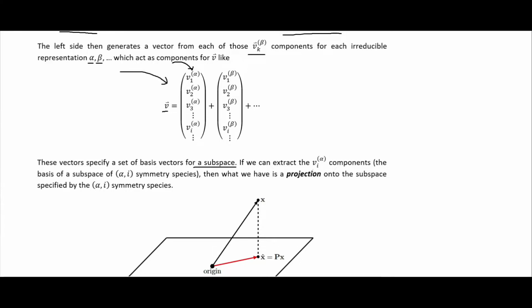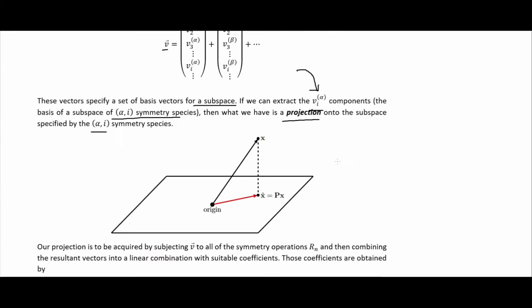So if we extract the components from the alpha representation, the basis of a subspace of this symmetry species, then what we have is a projection onto a subspace specified by the alpha i symmetry species. And a projection is kind of exactly what it sounds like. If we're in a 3D space like we show here, then a projection onto this 2D plane is however much of this vector overlaps with the 2D plane right here. And this red one here is the projection.